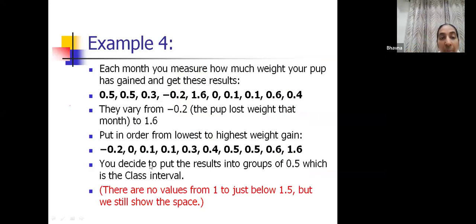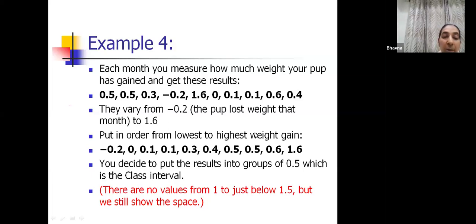of months. Okay, 0.5 kg in the first month, 0.5 in the second month, 0.3 in the third month, minus 0.2 in the fourth month. That is, the pup lost weight actually. Okay, 1.6 kg, 0, did not gain, did not lose. 0.1 kg, 0.1 kg, 0.6 kg, 0.4 kg, okay? They vary from minus 0.2, that is the pup lost weight in that month, to 1.6 kg gain, okay?